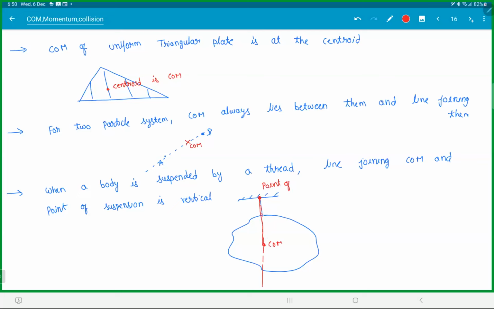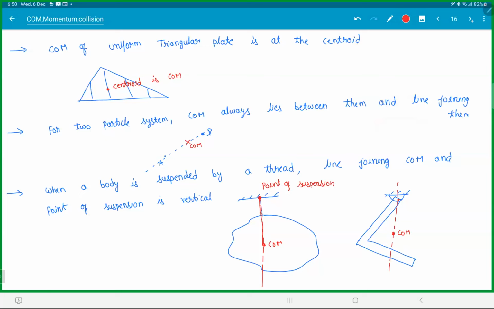This is actually based on torque. We'll see this in rotation. So if you have any random shape, first suspend it in one position, suspend it in another position, and draw two lines. Wherever the lines meet, that is the center of mass. If you take a shape like this, you can be sure the center of mass of this system will be somewhere here. Is that making sense?